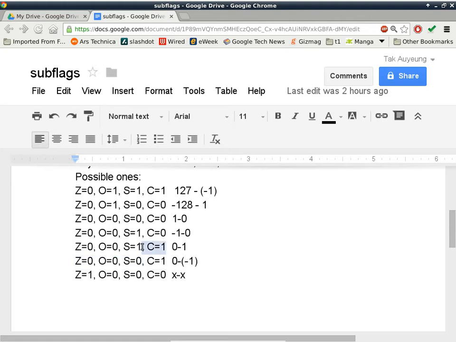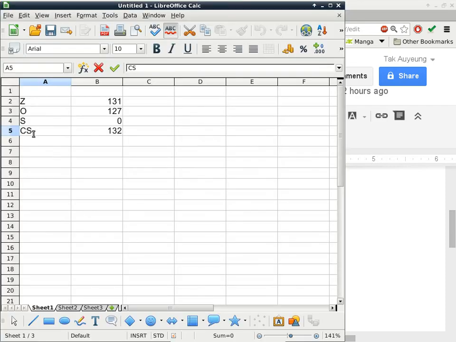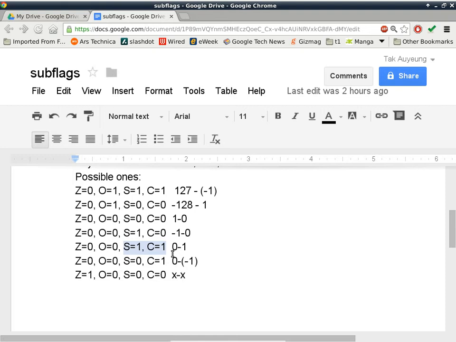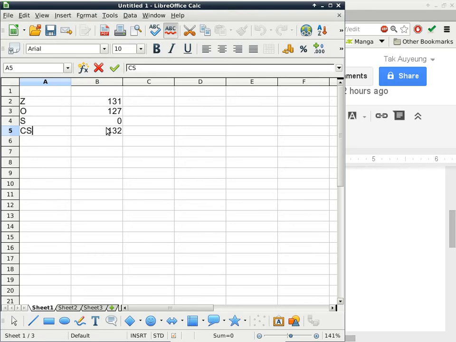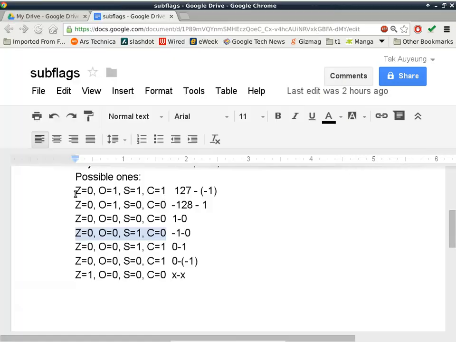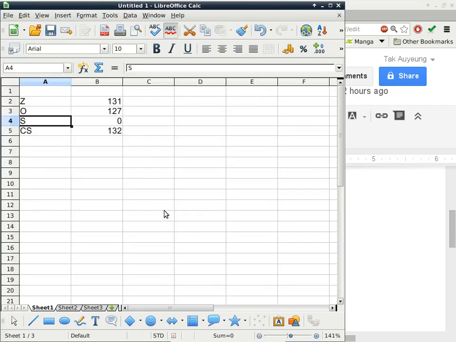In this case, we have both the carry and the sign flag to be on, and that's basically what we're looking at this point. This one has just the sign flag on, and everything else is off, and that is possible. Oh, we covered that case already. And everything is off in this case.